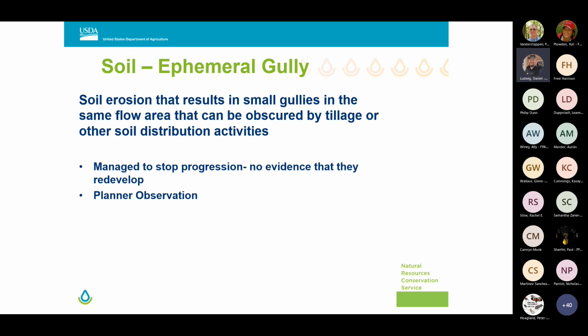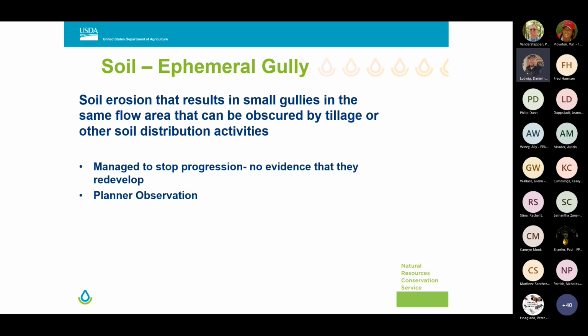Okay, ephemeral gullies. A lot of times we have a hard time defining what an ephemeral gully is. A lot of the time it's easily defined as that minor erosion that can be fixed by using tillage equipment. So when we're trying to treat that, obviously there's no evaluation tool. It's all based on visual observation, and basically to meet planning criteria, we need to plan a system that, once it's implemented and managed, stops progression with no evidence that they redevelop.